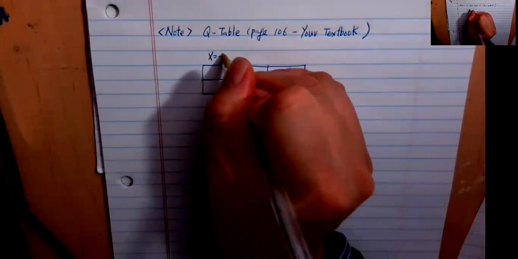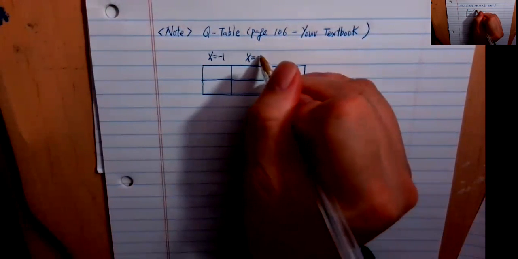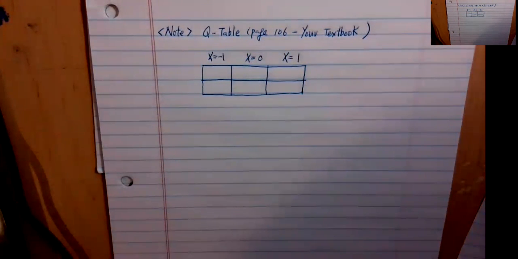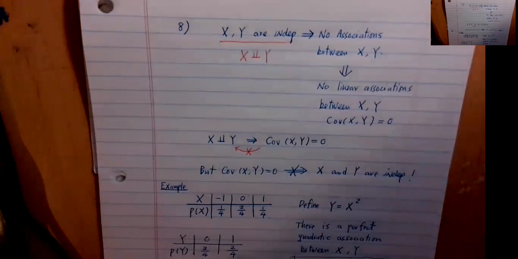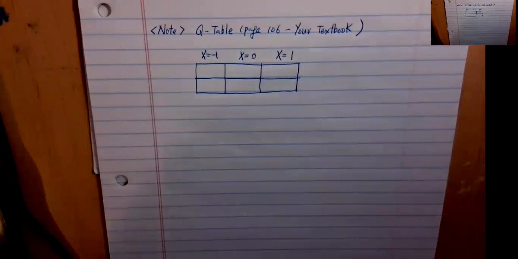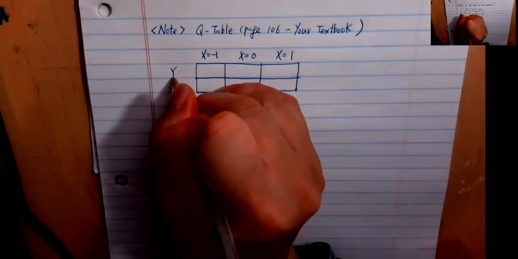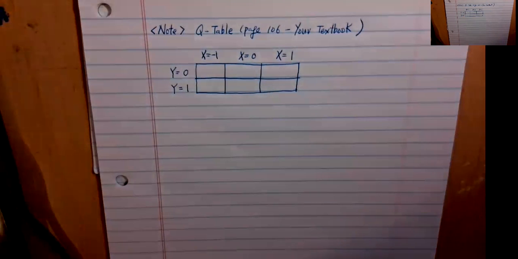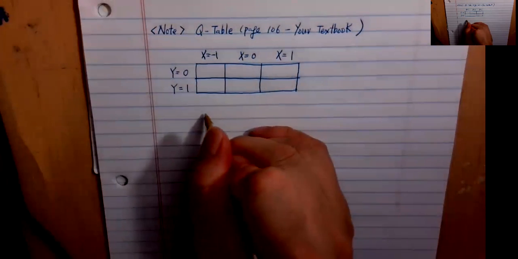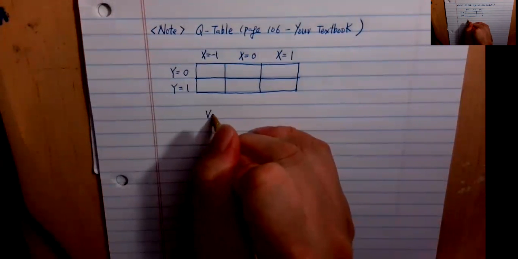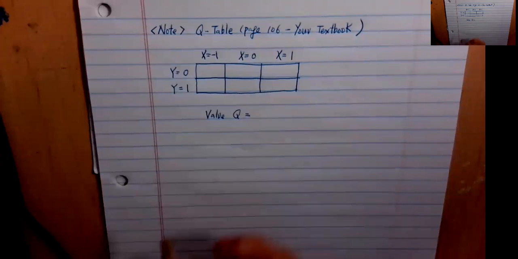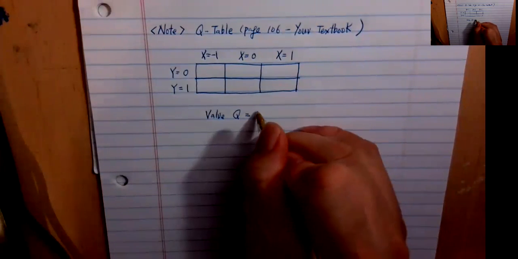X is equal to -1, X is equal to 0, X is equal to 1. Remember, X has only 3 possible values: -1, 0, and 1. How about Y? Y can only be 0 or 1. And this is the Q table. Value Q is equal to, in this case, X times Y.